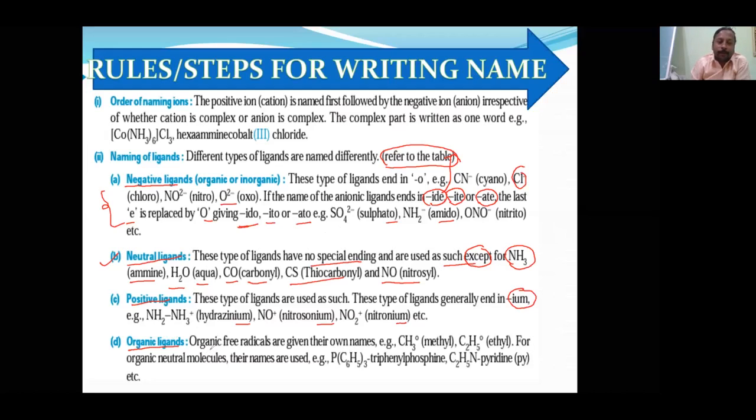Organic free radicals are given their own names like methyl, ethyl, and organic neutral molecules like triphenylphosphine, pyridine. Okay, these are some. You will be more confident when you go through the table provided by me in the group, and the rules and applications with some examples I am going to give you. So as of now, if you have any problem or doubt, you can ask.